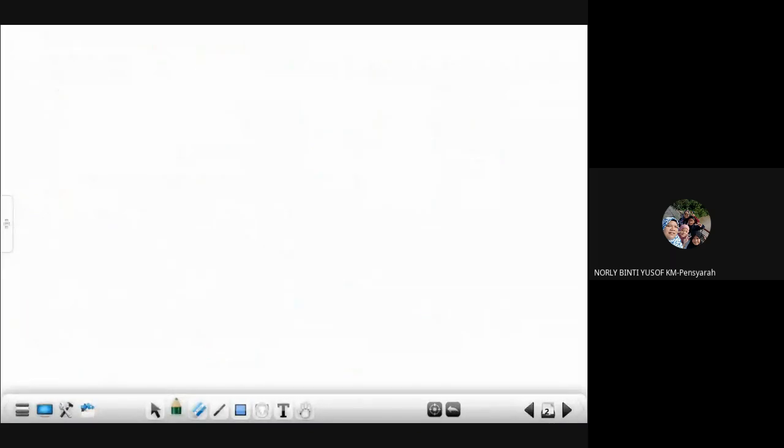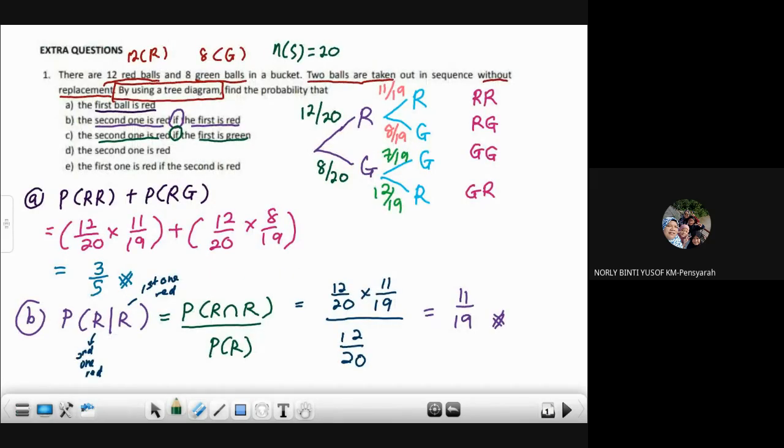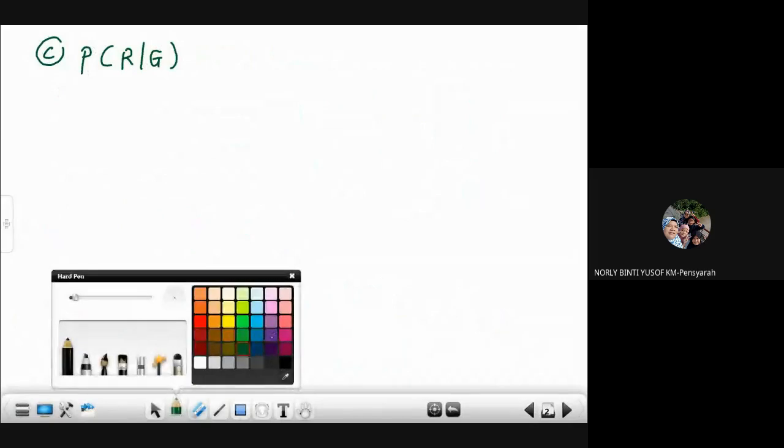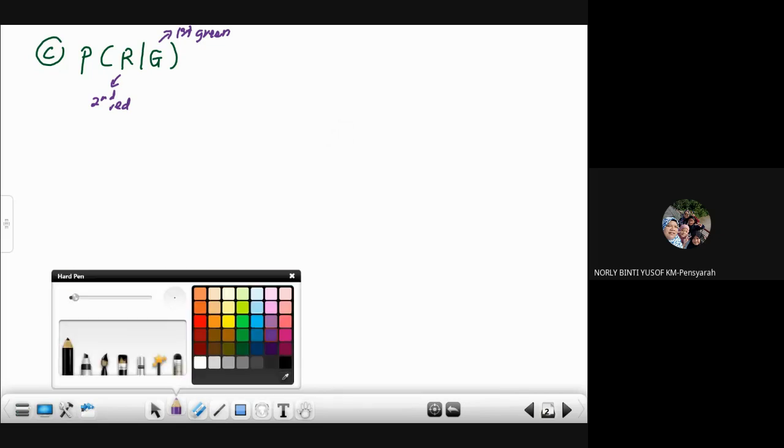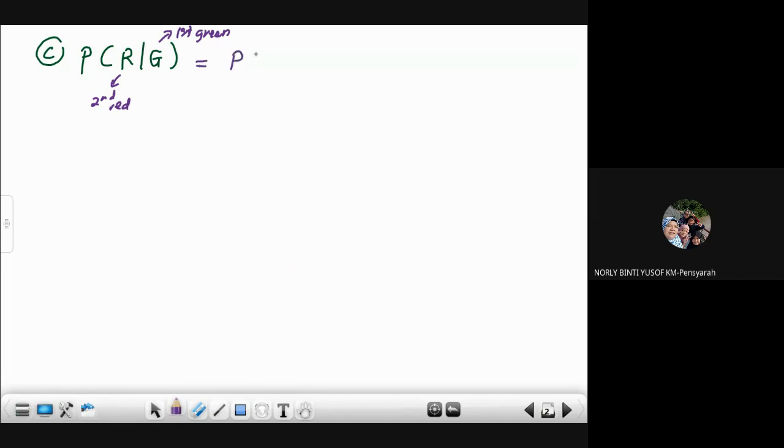Okay, so C, cari probability of red given green. Okay, sebab kat sini dia kata the probability of the second one is red, but the given probability if the first is green. So this one is your given probability. First green. Second one is red. Based on the word if, conditional probability lah. Then you use the formula of conditional probability. Red intersect green divided by the given probability green.